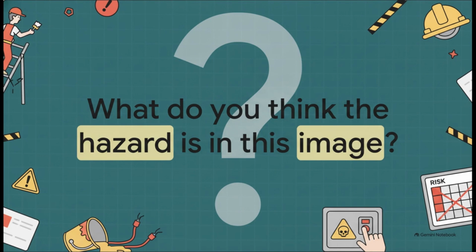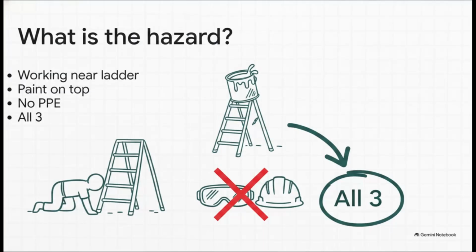All right, jumping back to our clumsy painter, scanning his room for things that have the potential to cause harm. What do you think the hazard is in his specific setup? Is it just one isolated thing, or maybe a combination of bad choices? Looking at the safety materials, here are the options. 1. Working right next to the base of the ladder. 2. That totally unsecured paint tin resting way up on the top step. 3. The complete lack of personal protective equipment, or PPE. Or 4, all of the above. Well, it turns out it's number 4, all 3. Each of these elements is a distinct hazard, because every single one of them has the potential to cause harm.